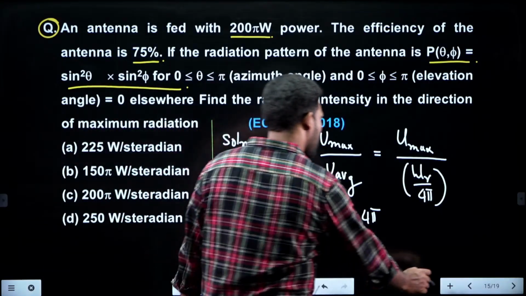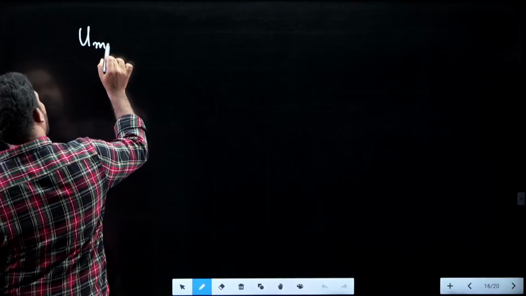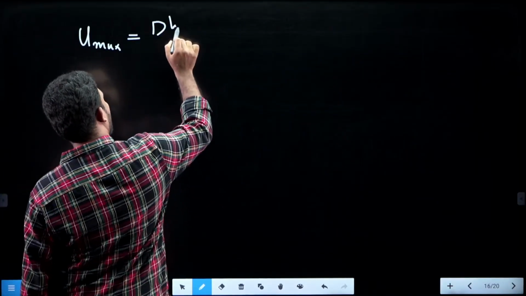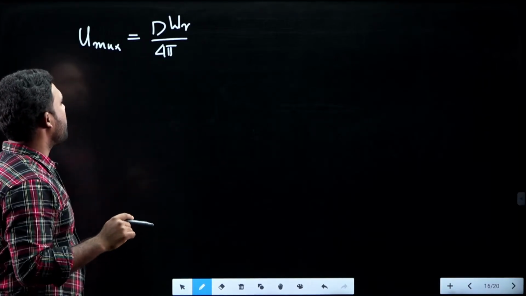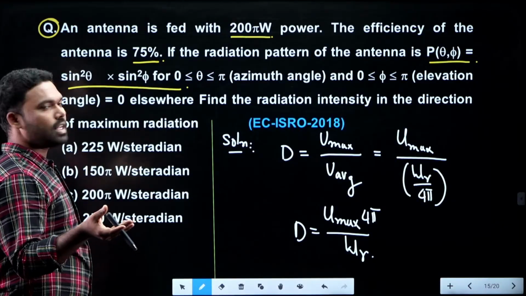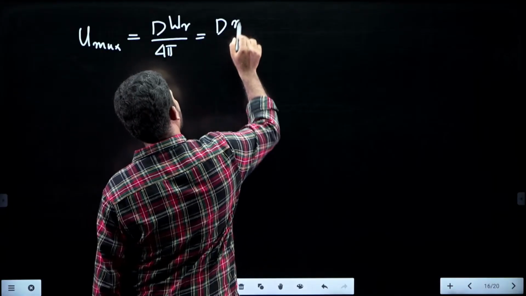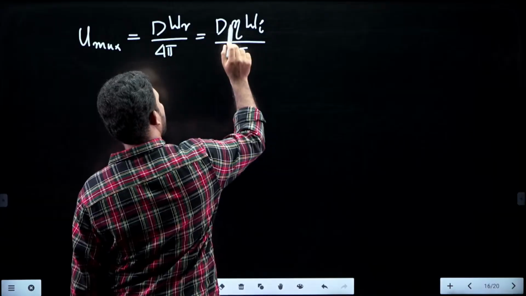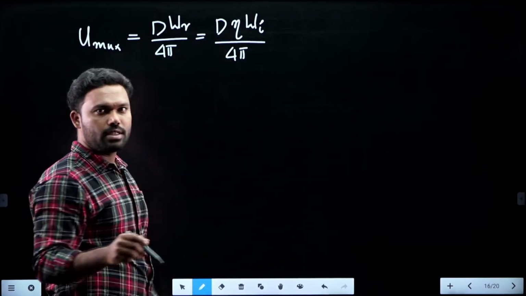Okay, let me turn the page here. So, what is the U max, guys? U max is equal to D into WR divided by 4 pi. But is the power radiated given? No. How much power is supplied to the antenna is given, along with the efficiency. So, this can also be written as D into efficiency into the power which is fed to the antenna. So, eta is known, Wi is known, 4 pi is anyhow numerical. So, we need to find the directivity D.